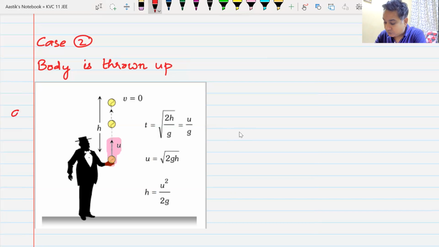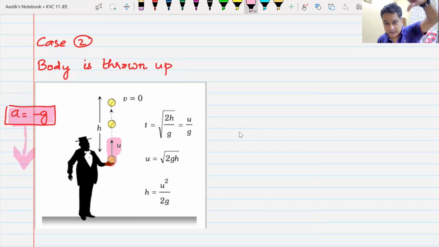So u is known. What else is known? One thing is always known, my dear friends, and that is acceleration is equal to minus g. Why am I writing it as minus g? Always remember that I am writing it as minus g because it is always downwards. So the second thing that is known to me, in pink, is that the acceleration is constant and acceleration is minus g. Minus means downwards.